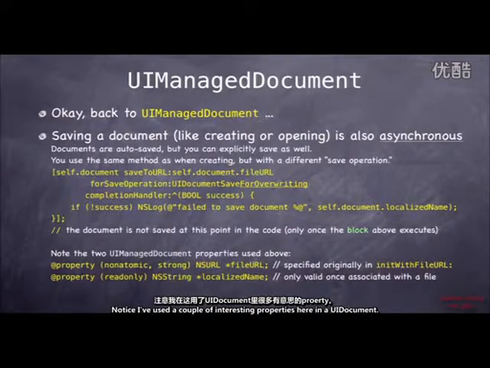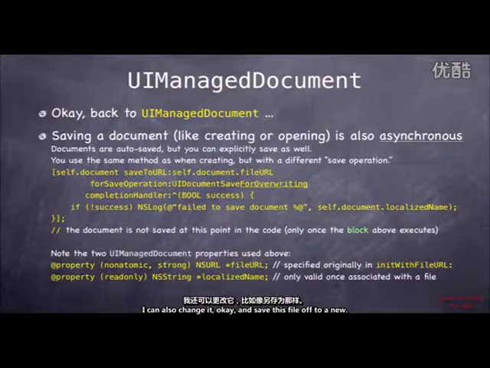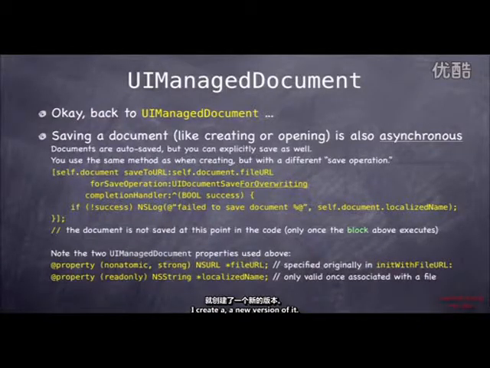Notice I've used a couple of interesting properties here in a UIDocument. One is fileURL. So that file URL that I specified when I initted it, I can get it back. I can also change it, and save this file off to a new one. That's like when you do save as, right? You can basically do save as, change the file URL and save for creating, boom, you create a new version of it.